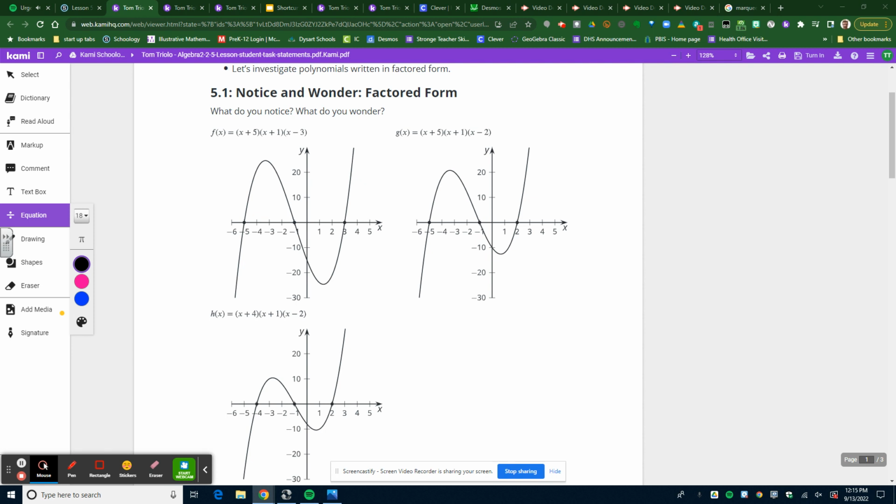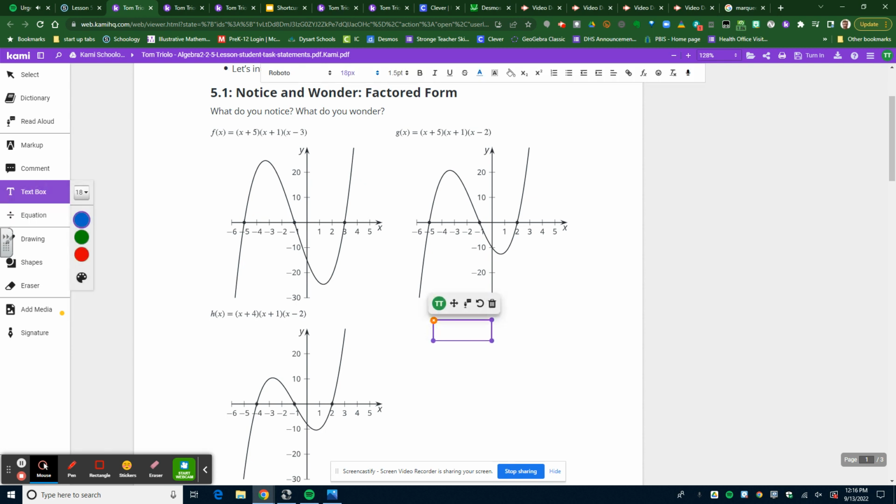So let's take the same shape. They all share the same shape. They're probably all the same type of polynomial. Anybody tell me what type of polynomial that might be? Done a few of these already. It's like a third degree. It's a third degree polynomial. So third degree polynomials are cubic. So they're all cubic polynomials. Okay.